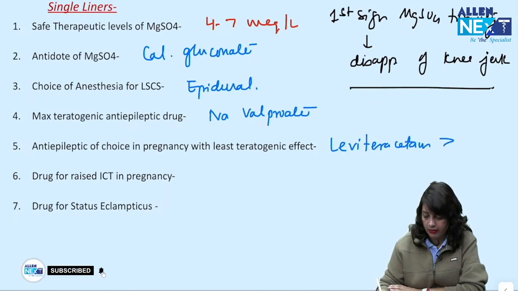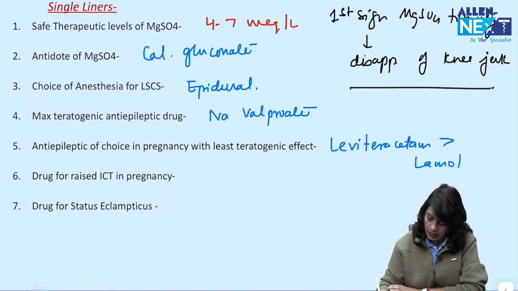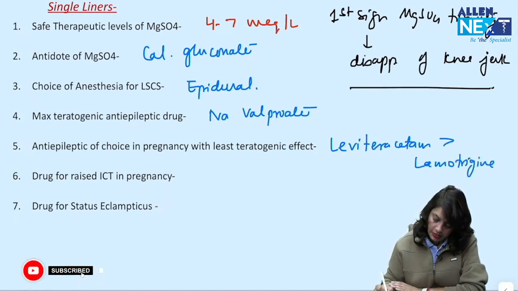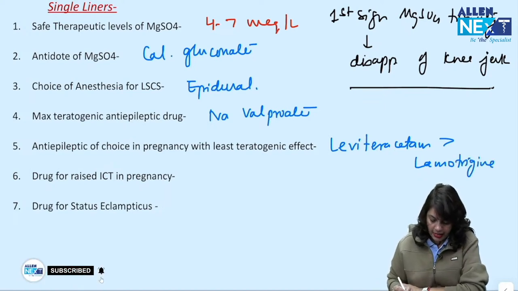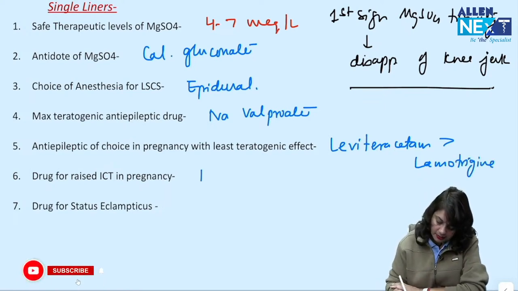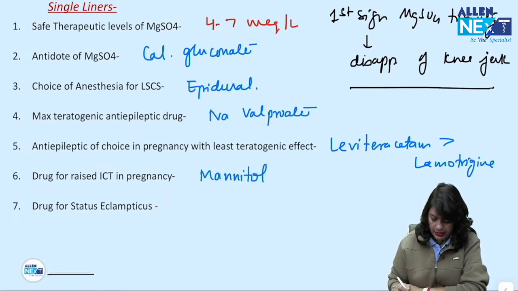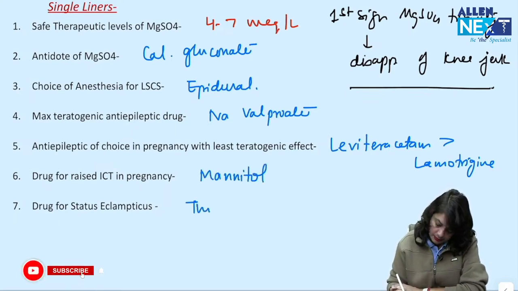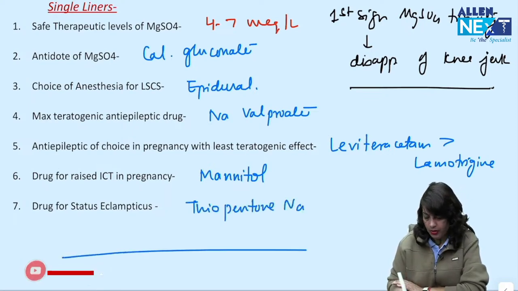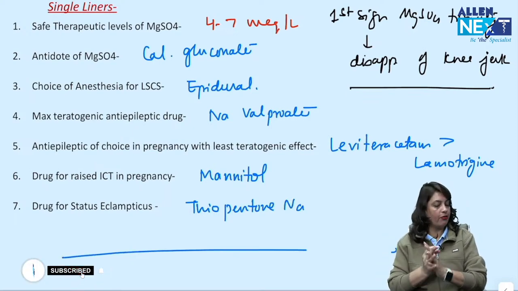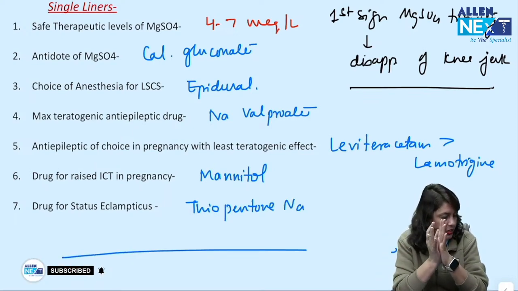Levetiracetam. If that's not given in the option, then lamotrigine. Drug for raised intracranial tension in pregnancy? Mannitol. Drug for status epilepticus: thiopentone sodium. So all these questions have already been asked in the FMG exam.